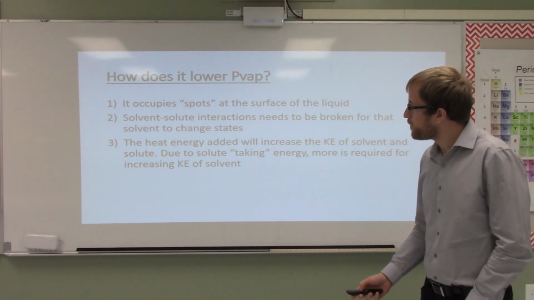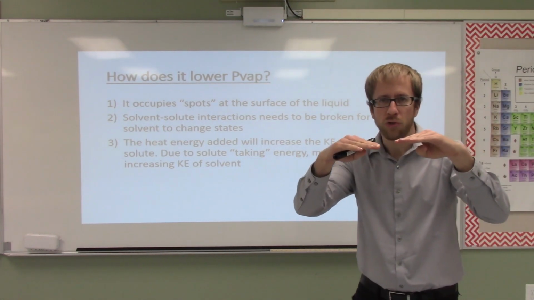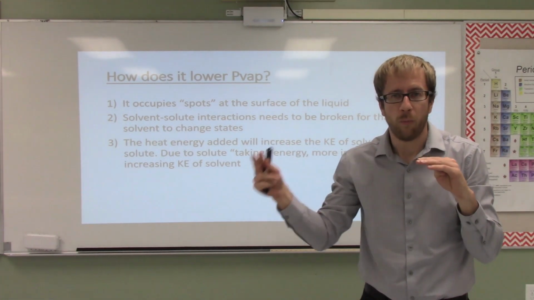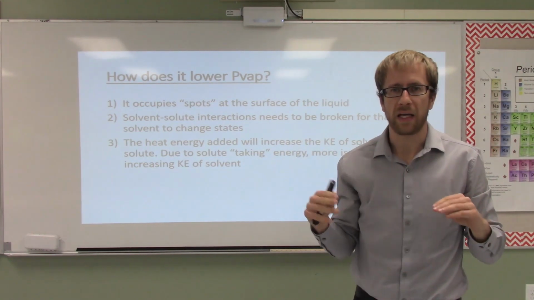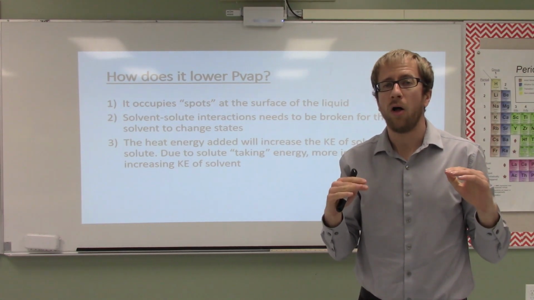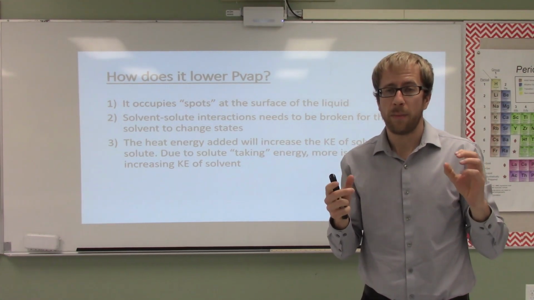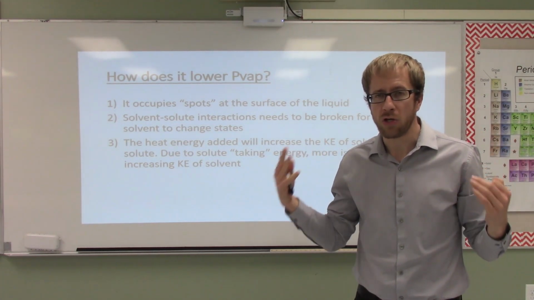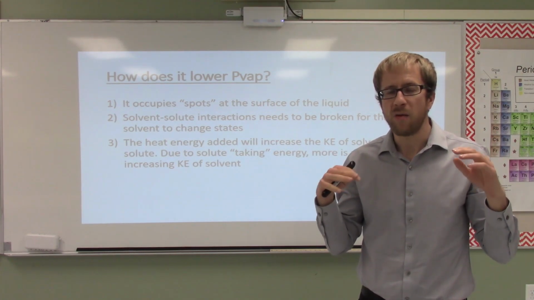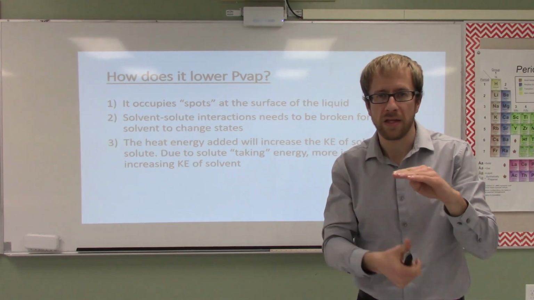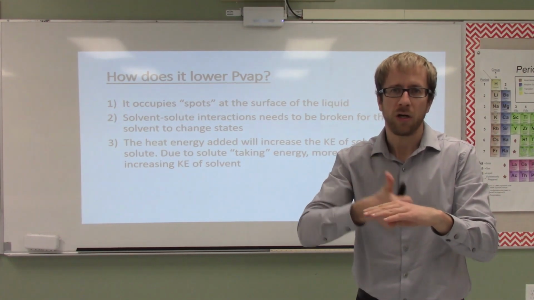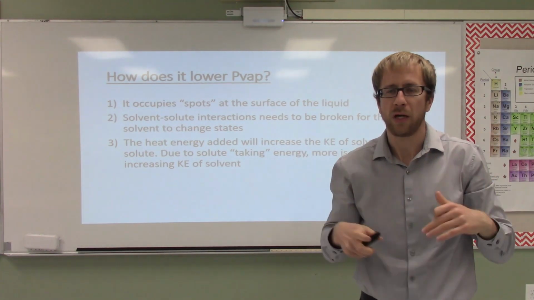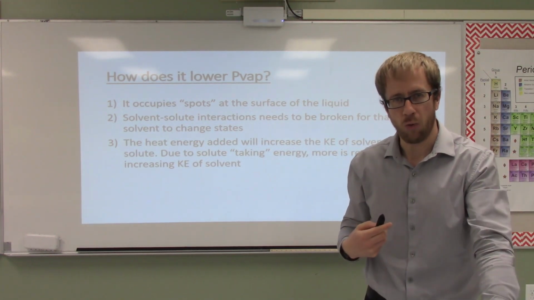Well, first up, at the surface of our solution, where we have water particles leaving and coming back into solution, by having some of those spots at the surface occupied by solute, this decreases the ability of water to leave solution, and thus that vapor pressure pushing up against the atmospheric pressure isn't as strong.